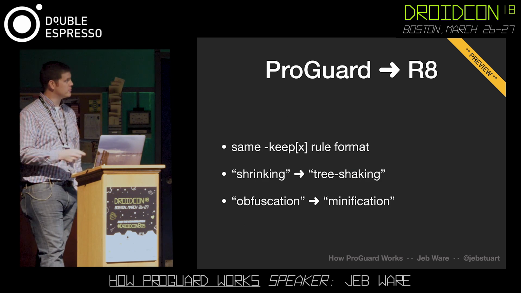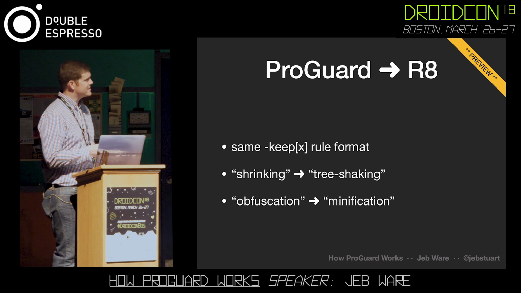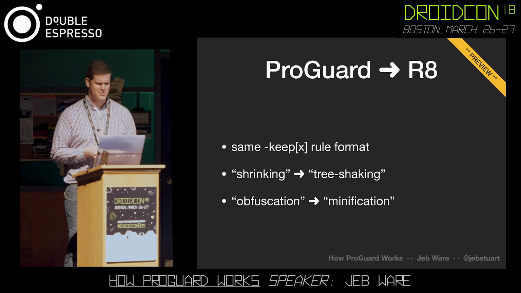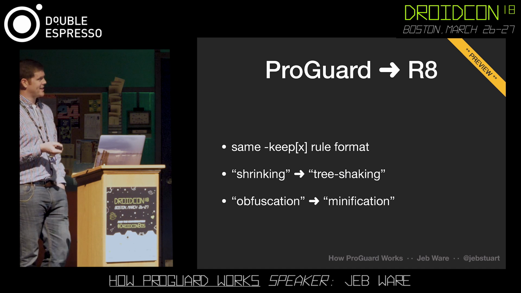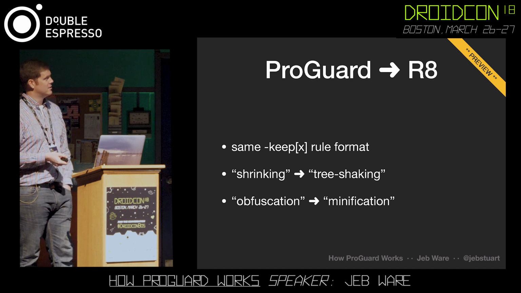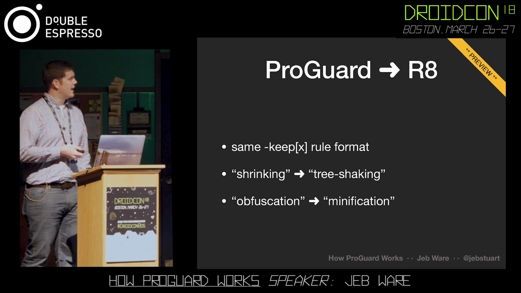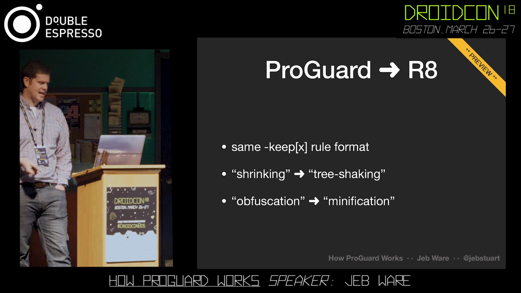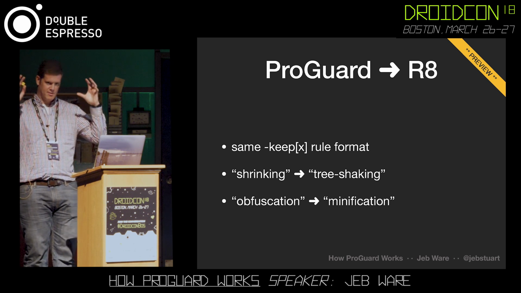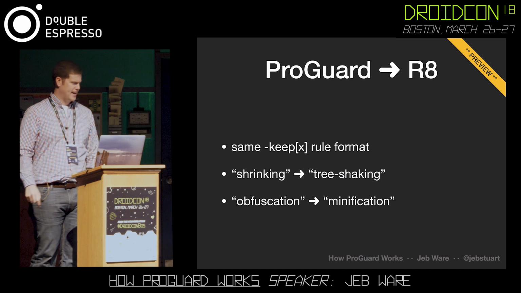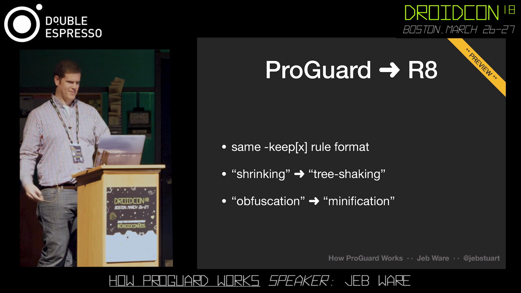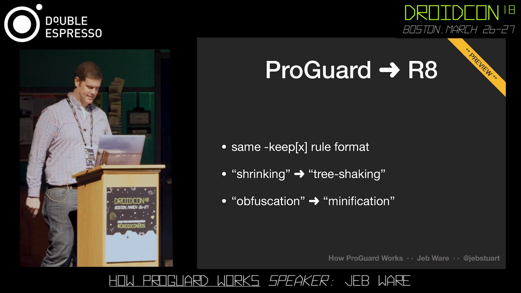Like I said, same keep rule format. Some of the documentation uses different names. So instead of shrinking, it refers to tree shaking, which is new to me. I've never heard that. Instead of obfuscation, it's got minification. So it's taking your long code and minifying it, so main activity down to A. You'll see that term a lot more in the JavaScript world. JavaScript minifiers is a thing.